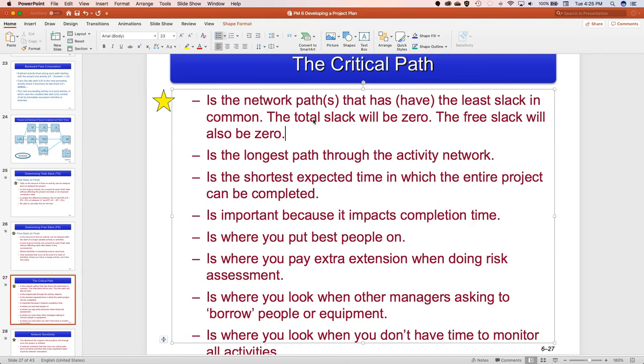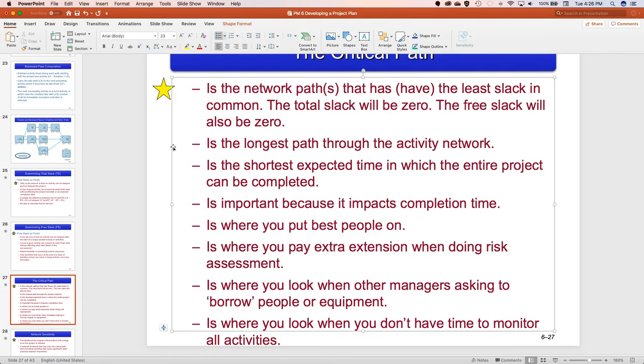Okay. All right. Also, the critical path is the longest path through the entire activity network. Even though it's the longest path, it's the shortest expected time that the entire project can be completed. It's the longest path, but the shortest time the entire project can be completed. Let me explain that a little bit. Let's say that we're building a road between here and Orlando. The best path for us to go between here and Orlando goes through the middle of the swamp.